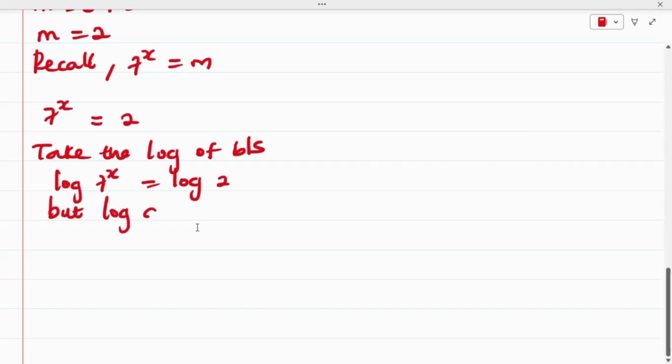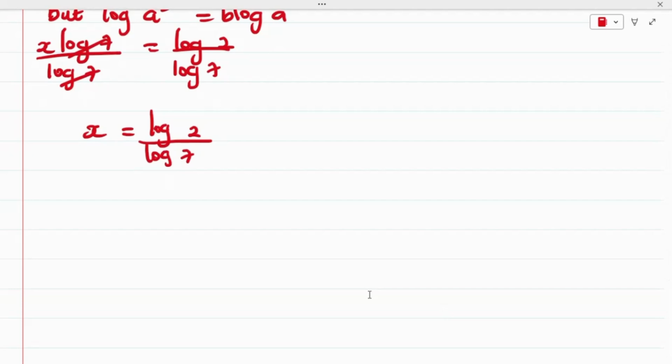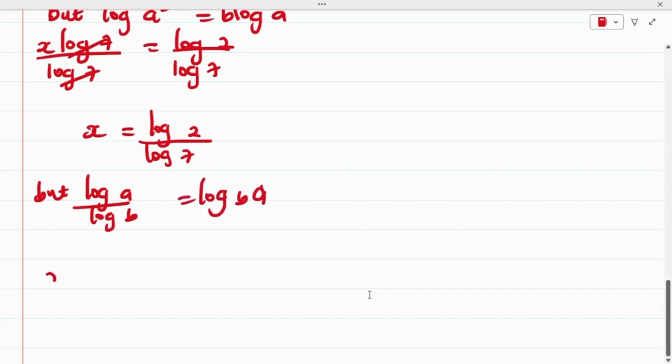But from the logarithmic property, if we have log a raised to the power of b, this equals b log a. So we have x multiply log 7 equals log 2. So divide both sides by log 7 to isolate x. We cancel this, we have that x equals log 2 divided by log 7. Applying this property that says if we have log a divided by log b, this equals log a base b. So right here we have that x equals log 2 base 7, and this is the first value of x.